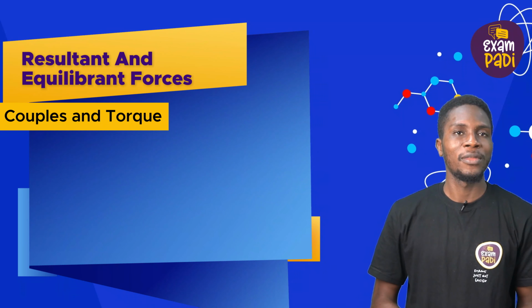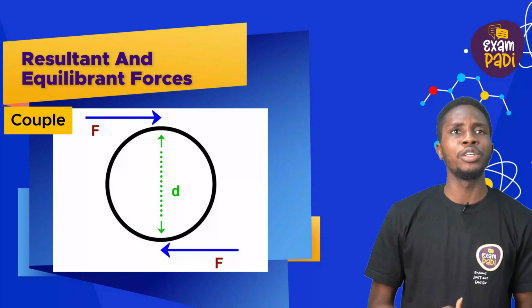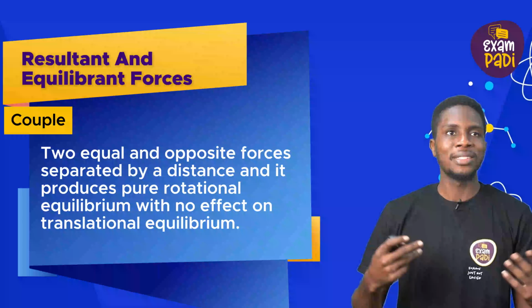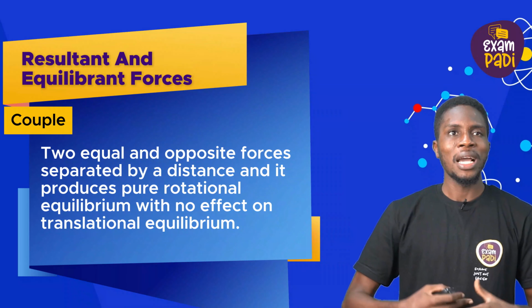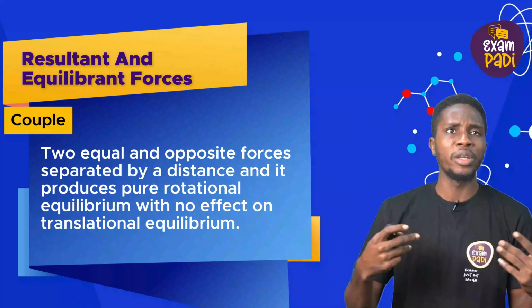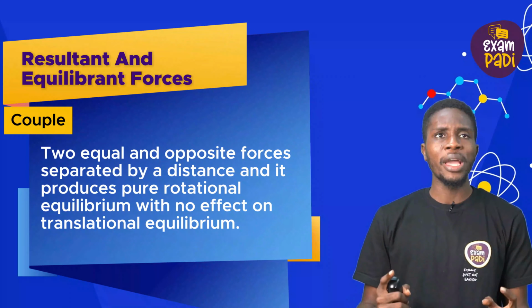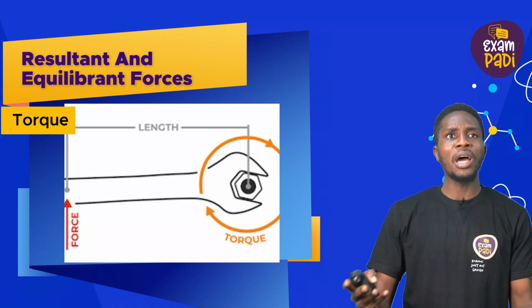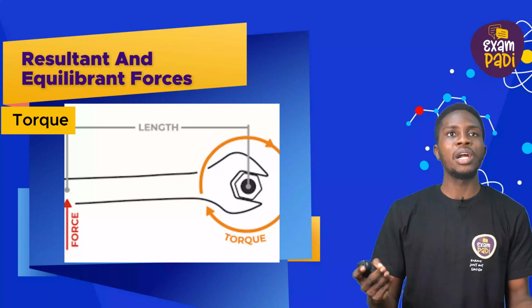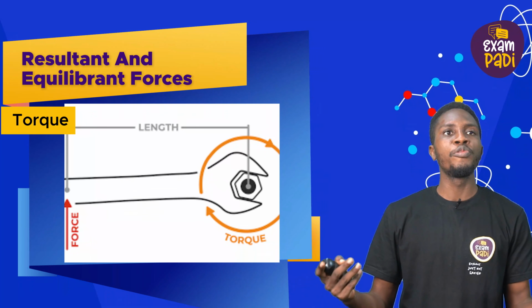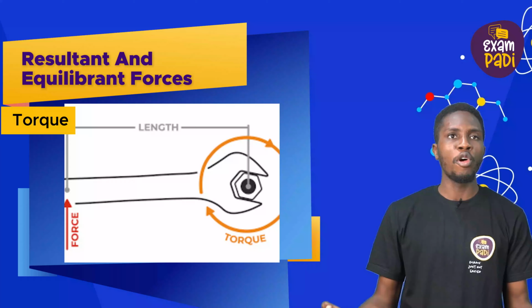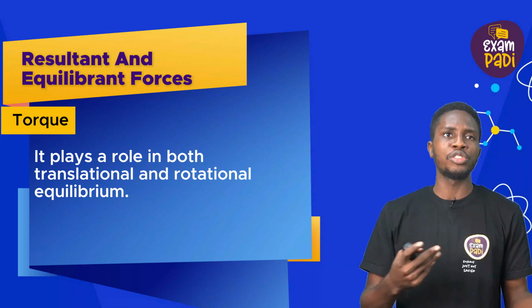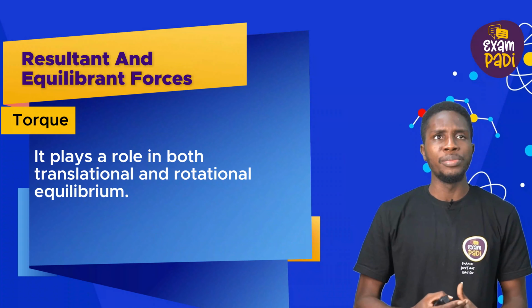Couples and torque. A couple is a specific situation involving two equal and opposite forces separated by a distance, and it produces pure rotational equilibrium with no effect on translational equilibrium. Torque, on the other hand, is a more general concept and can be due to various forces, whether they form a couple or not. It plays a role in both translational and rotational equilibrium.